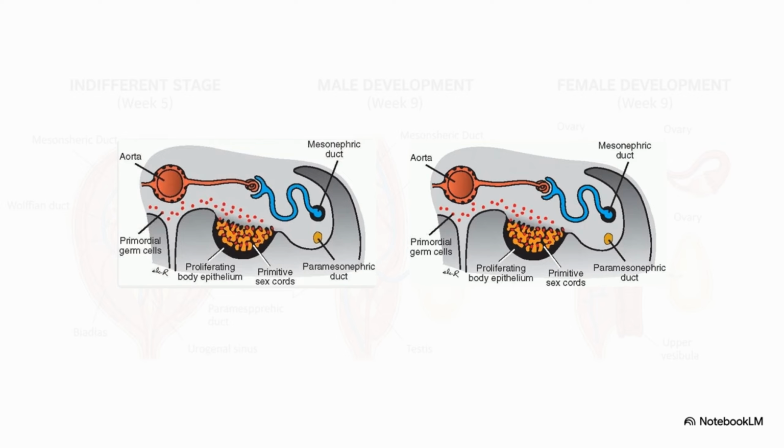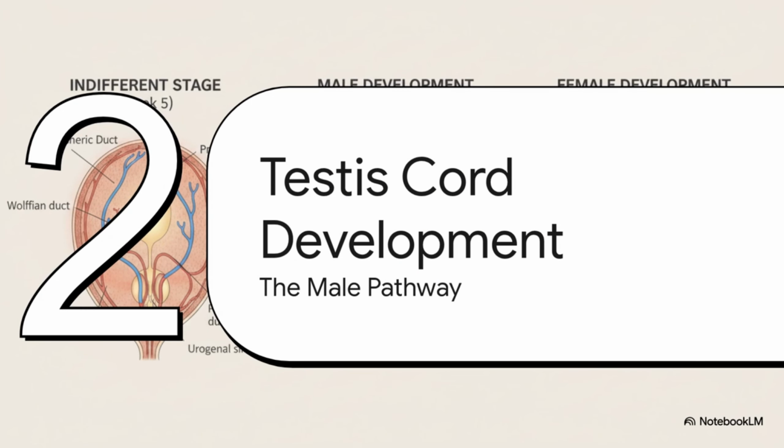Now keep in mind, right at this exact moment, whether it's an XX or XY embryo, these cords are still completely tethered to that surface epithelium. If you were looking at this under a microscope right now, you literally couldn't tell a male from a female gonad. They look exactly the same. Let's jump into part 5, testis cord development. We're following the male pathway now.